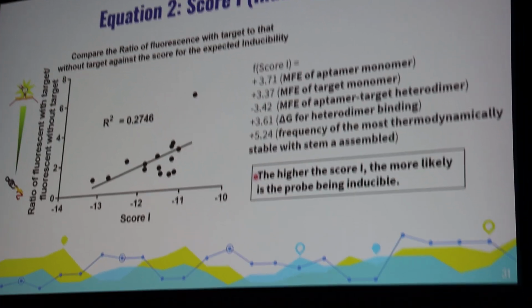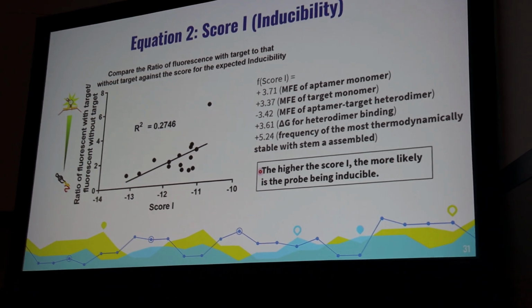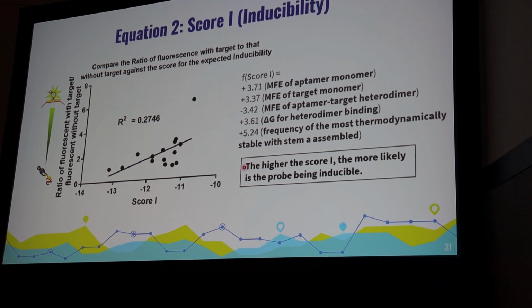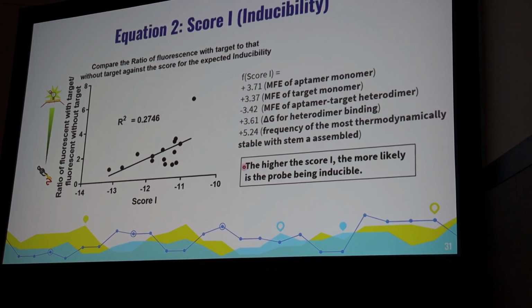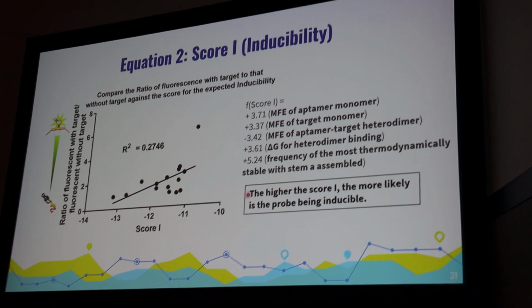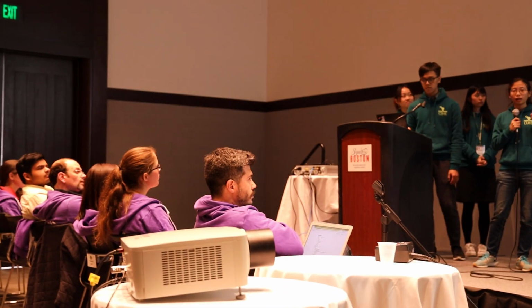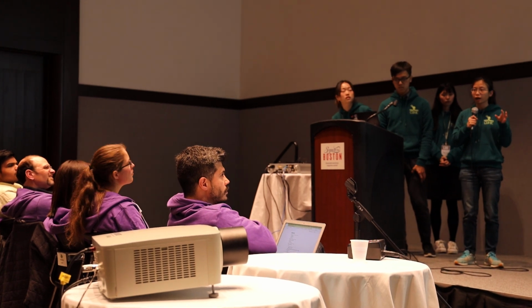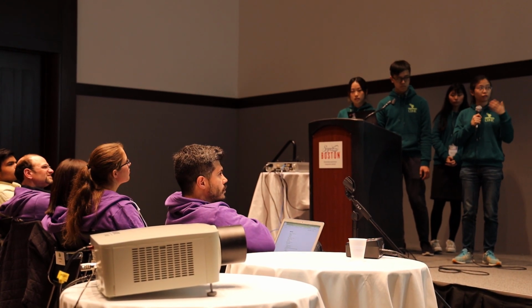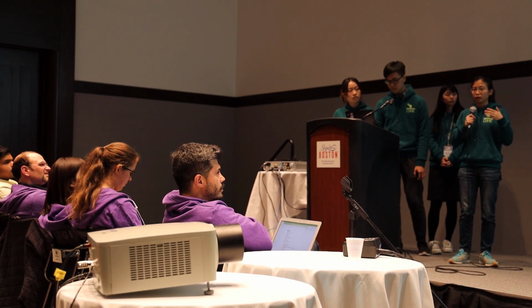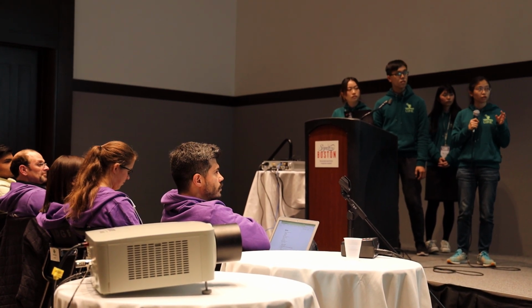As you can see here, the R-square value is not very high, but it's still far from random, so it should still provide some insight for the rational design of RNA aptamer probes. But of course, this mathematical model still requires further validation and investigation by producing more probes with high or low scores to further validate this model, before it can really be used in rational design.